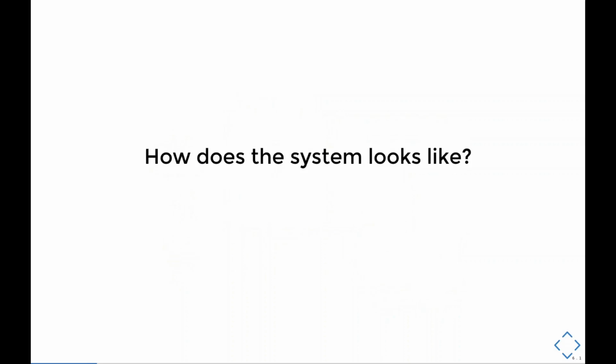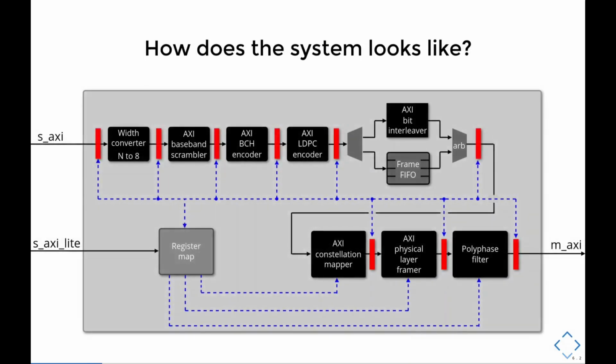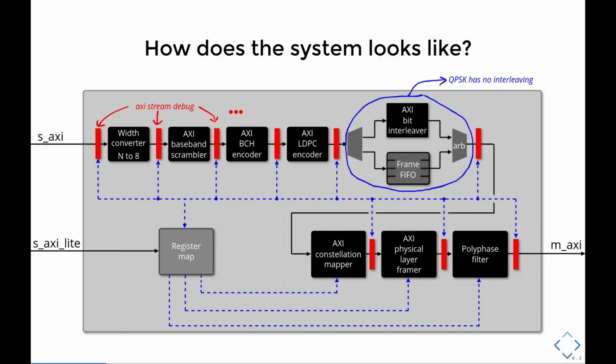And the last part I want to show on the quick intro topic is how does the system look like. This is a high-level block diagram of the encoder itself as it's implemented in RTL, and it's very similar to the functional block diagram we've just seen. These red blocks here are instances of the AXI Stream debug, which is the block I mentioned before that allows us to monitor and control the flow of data. A key difference though is the presence of this frame FIFO besides the bit interleaver, and it's used for QPSK frames because QPSK has no bit interleaving.